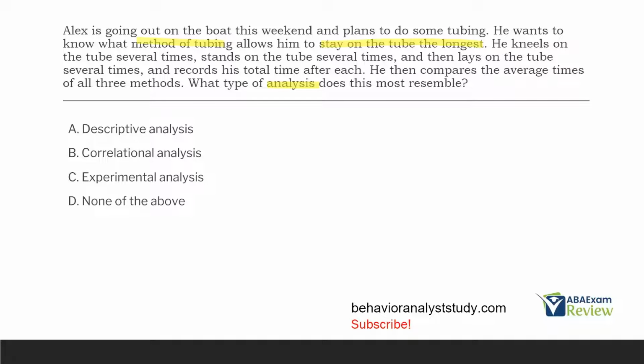So this is very empirical. It's very experimental, right? He's really looking, is it going to be kneeling? Is it going to be standing? Or is it going to be laying? That's going to give me the best time with the tube. So when you have a systematic, empirical analysis like this, what is that called, and what does it most resemble?